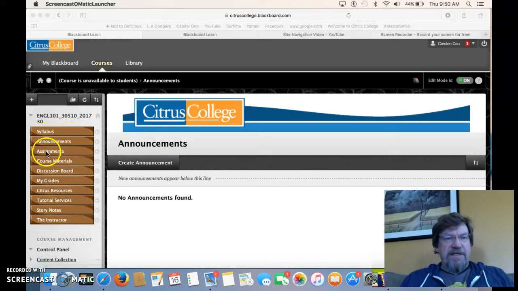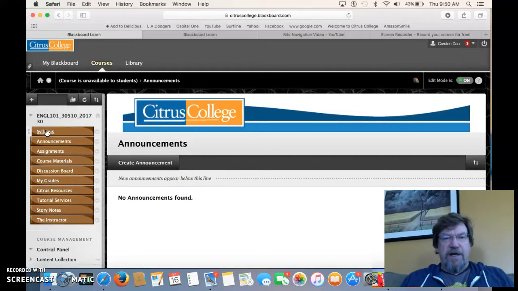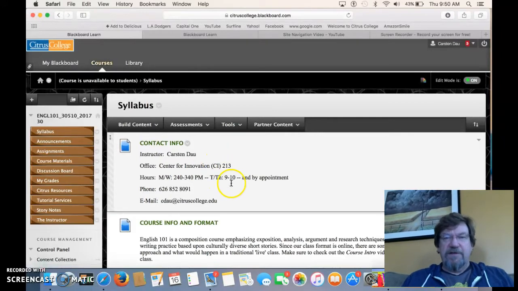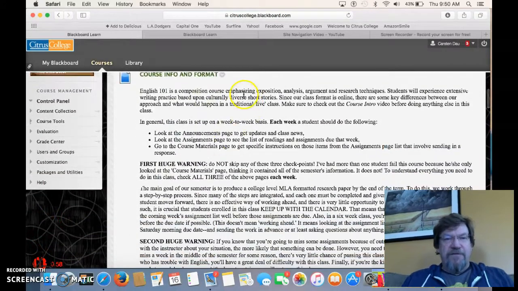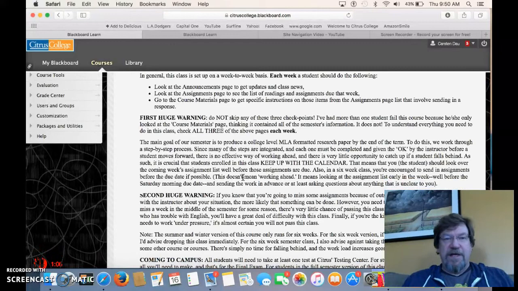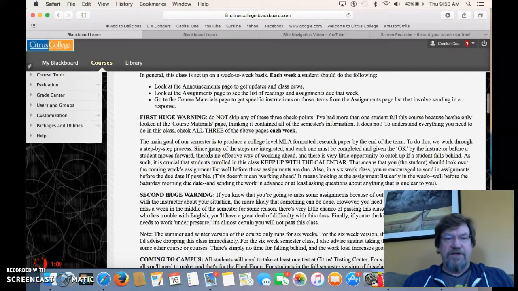Over on the left here, these are the main tabs we're going to work with. Let's take a look at the syllabus real quick. I won't spend too much time on it, but let's check it out. I think it is worth your time to read through the syllabus at least once, and read it pretty carefully. In fact, the very first assignment in this class is going to be a little quiz which tests whether or not you actually absorbed what's in the syllabus. So just a couple of notes here. Okay, there's my contact info. The course info and format is pretty crucial. It tells you how to approach this class and some of the problems that people have had in the past with getting through this class because they didn't have a good approach.